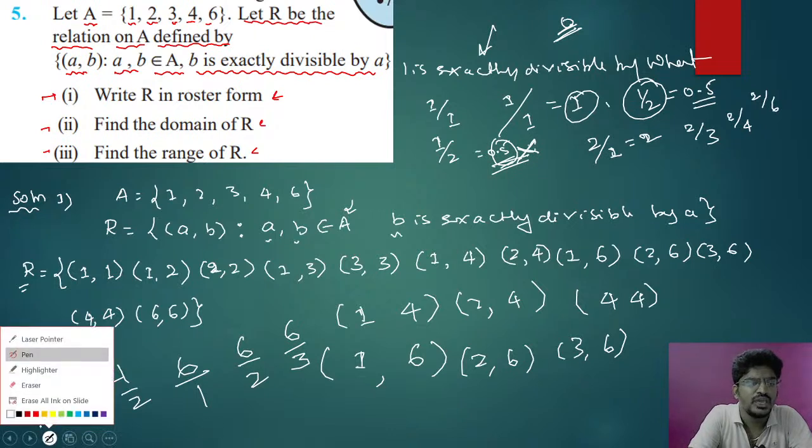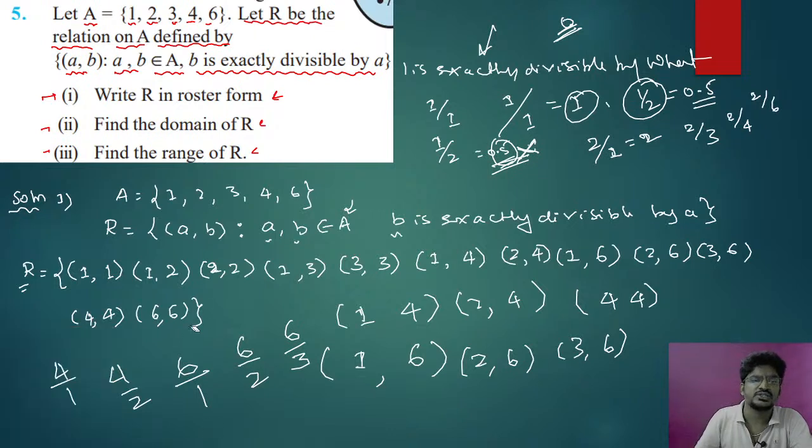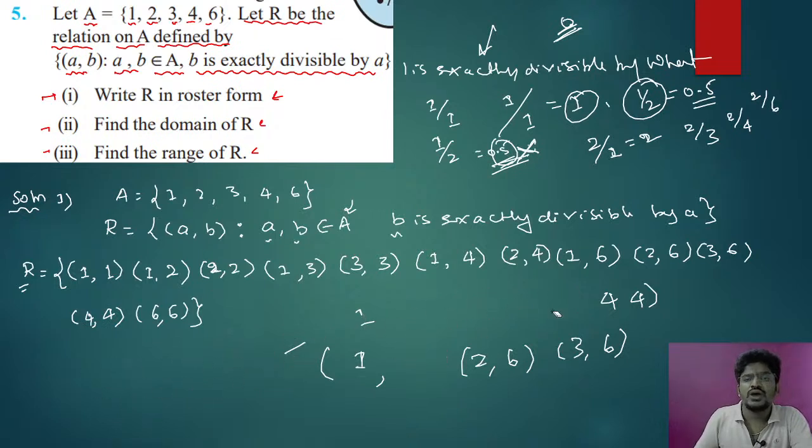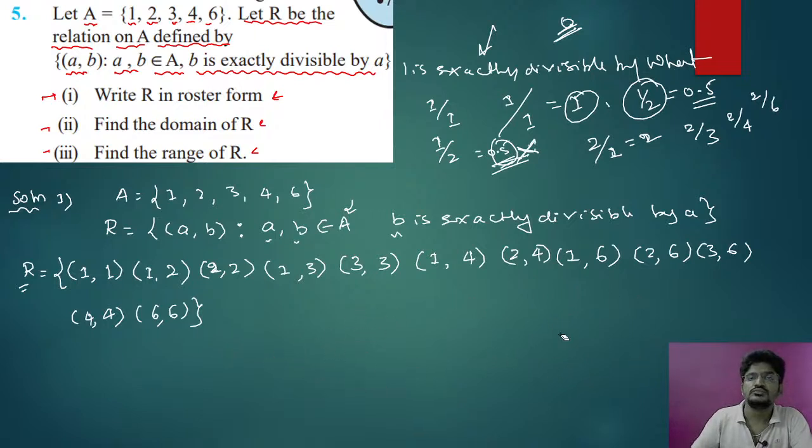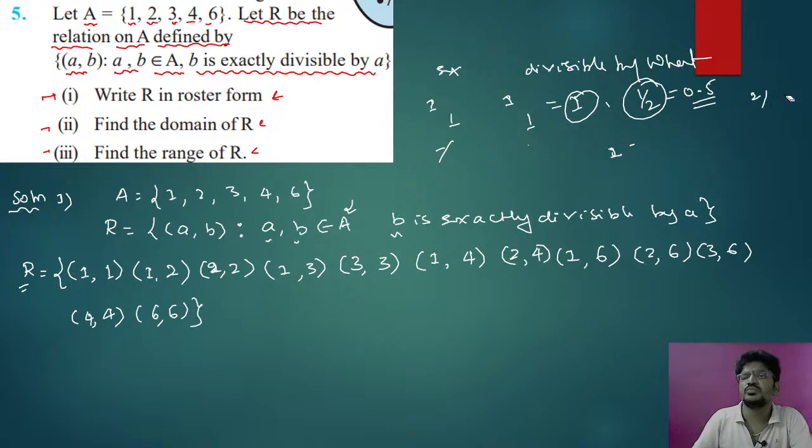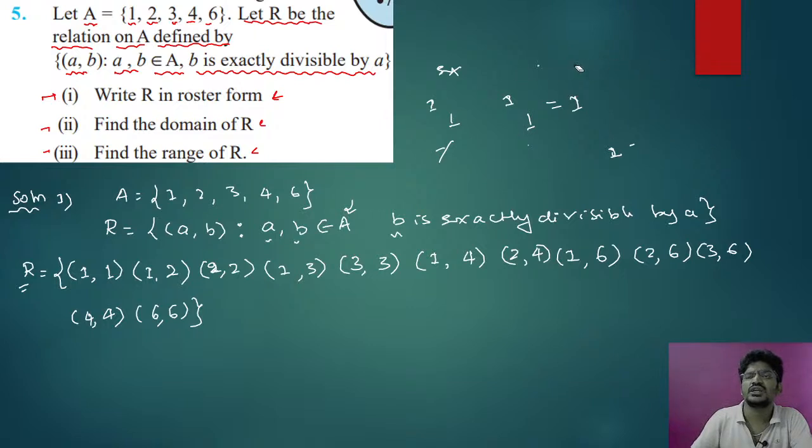So quickly tell me how many of you have understood this? How many of you have understood this? Quickly tell me. Because you have to understand this type of problems. Then only you can understand the further things. So quickly tell me how many of you have understood this.